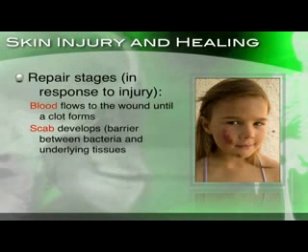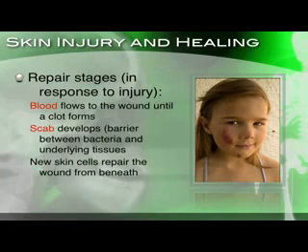Next thing that happens is you form a scab, and that scab is basically a barrier between the bacteria and underlying tissues. Once the scab develops, then the new skin cells repair the wound from beneath. You have signals that go to those cells that say, hey, we need you to divide so we can get new skin cells, and you replace that damaged tissue with the newly formed skin cells.